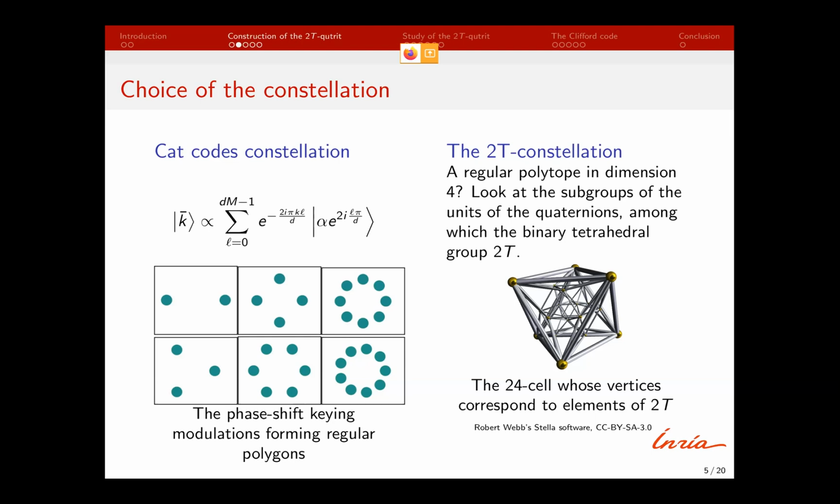And the group we chose to focus on was the binary tetrahedral group, basically because it has a sufficient number of elements so that it's interesting, but not too many, so that it's still possible to perform numerical simulations. So it has 24 elements, which corresponds to 24 2-mode coherent states, and that will define the space that we are considering.